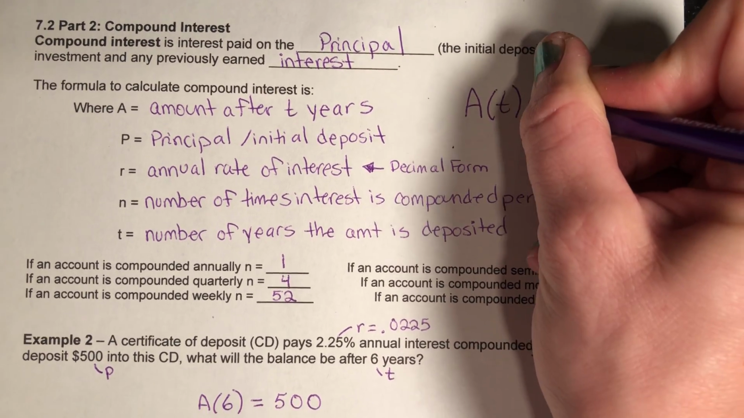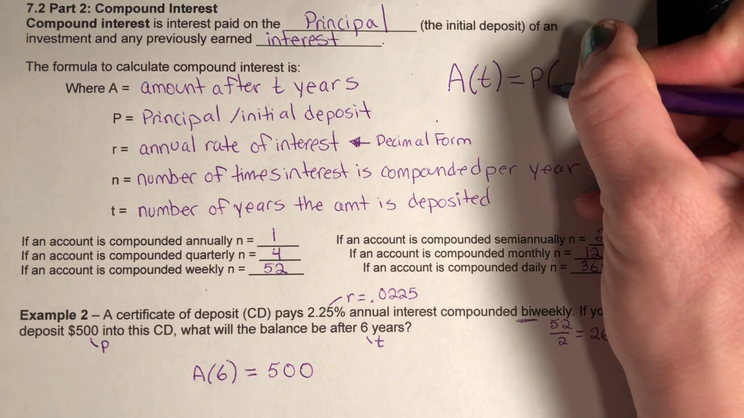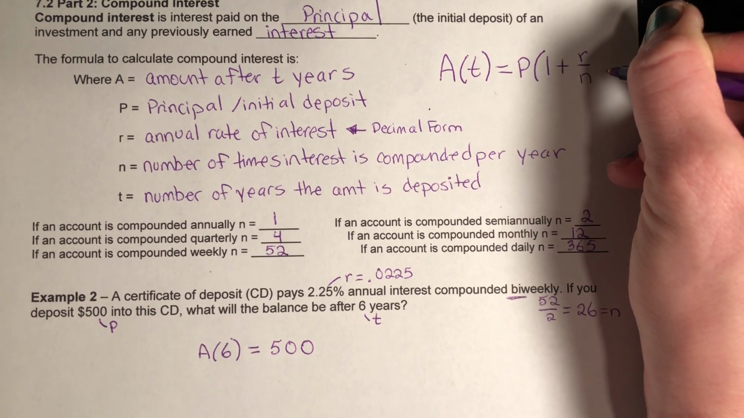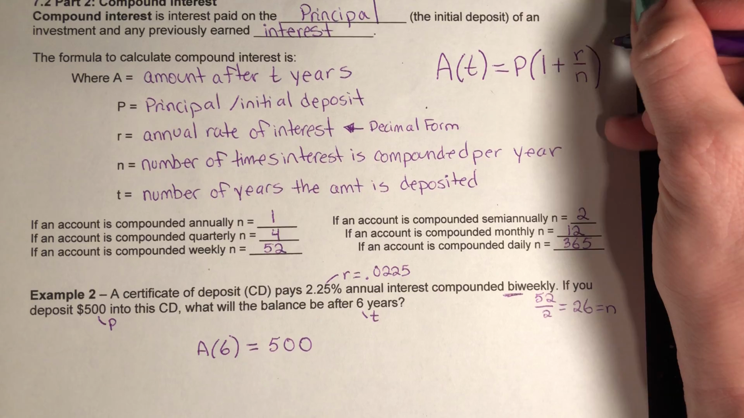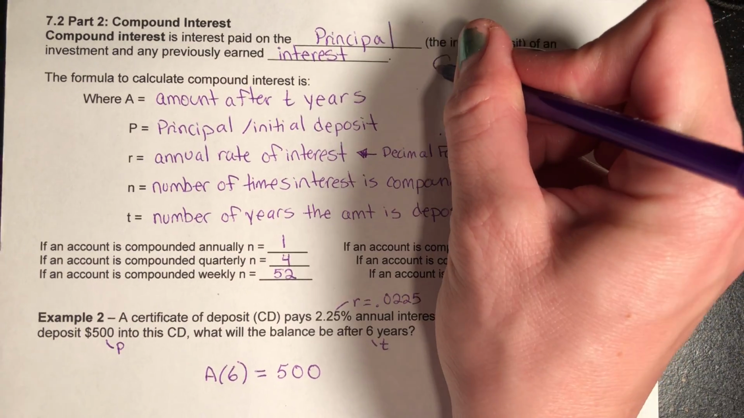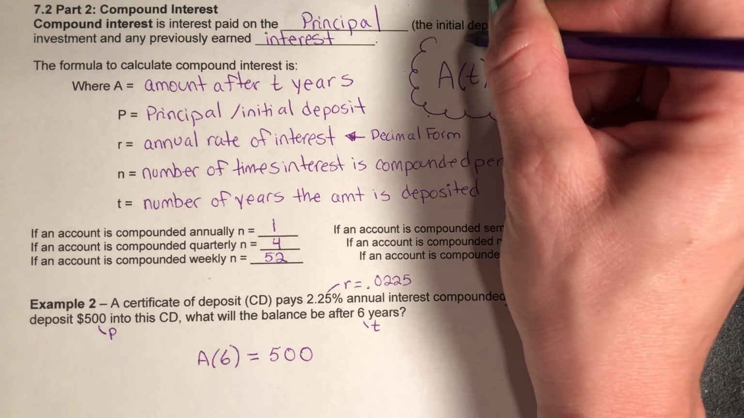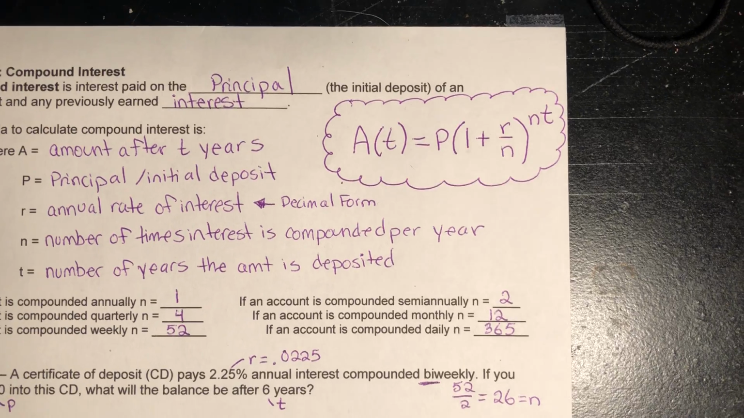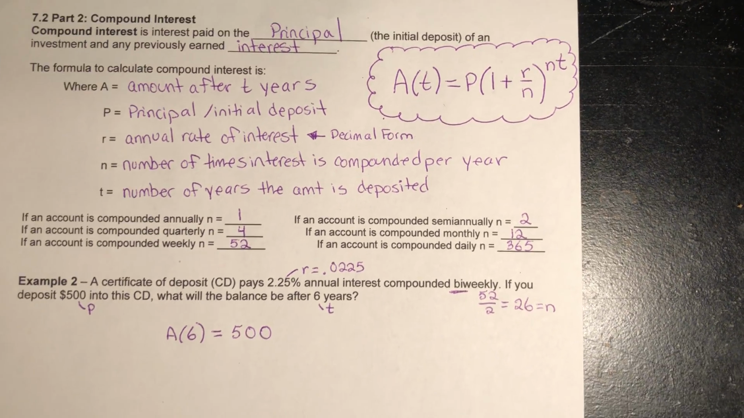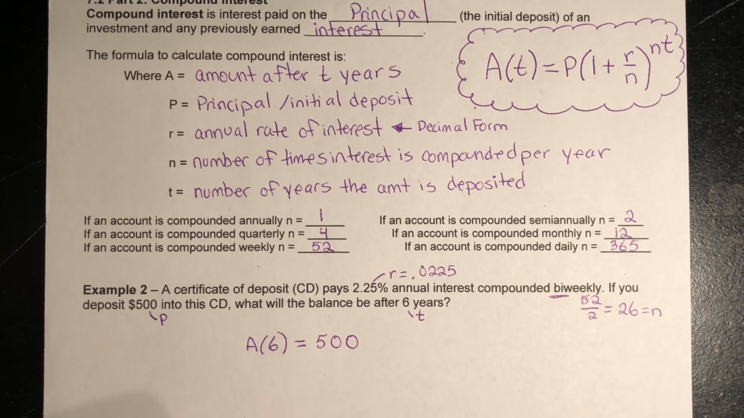A of T equals the principal amount multiplied by 1 plus R divided by N, and all of that is to the N times T. So this is pretty important. I will just let that sink in for a second, which is the reason I can now solve this down here. So I'll keep that up in the upper right-hand corner right there.